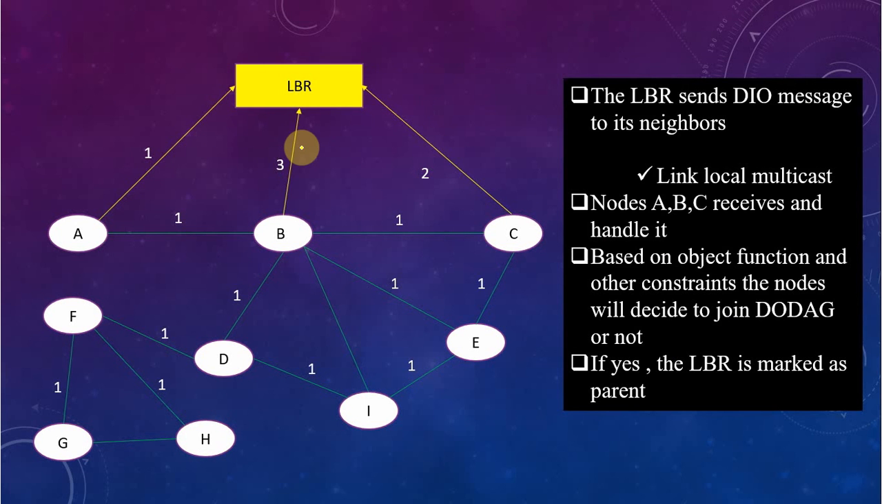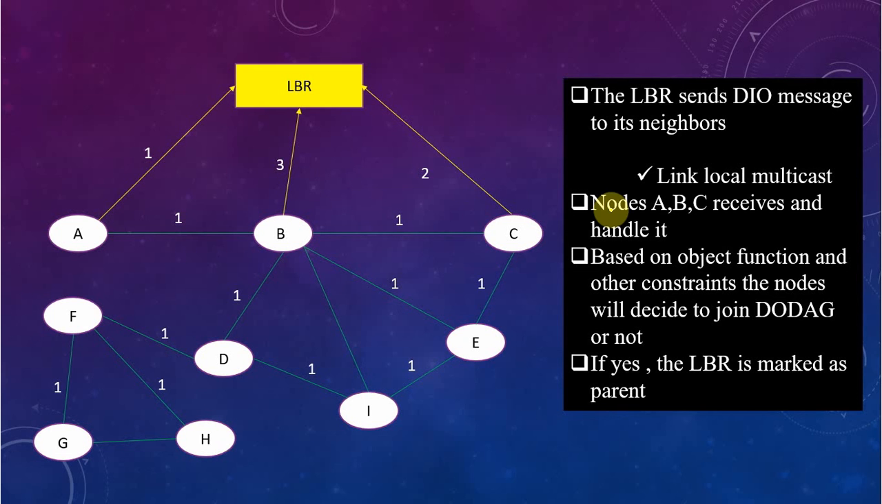So the first step in this one will be that the LBR sends a DIO message, that is information about the DODAG, to its neighbors. For this LBR the neighbors are A, B and C. So it will be sending information regarding a DODAG, that is, I want to form a DODAG. It is a link-local multicast, so it is sending the message to all these nodes, and link means it wants to connect these nodes, that is A, B, C, with the LBR. That's why it is called a linking message.